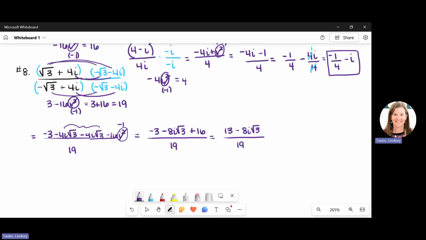And then let's separate it into its pieces, right? So the real part is 13. I'll put that over 19 on its own. Can't be reduced. Minus, I'll put the 8 radical 3 over 19. That also cannot be simplified any further. And tack on i after that coefficient. So 13/19 minus 8 radical 3/19 i is your simplified answer in standard form.